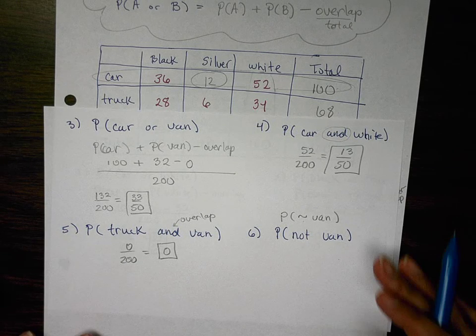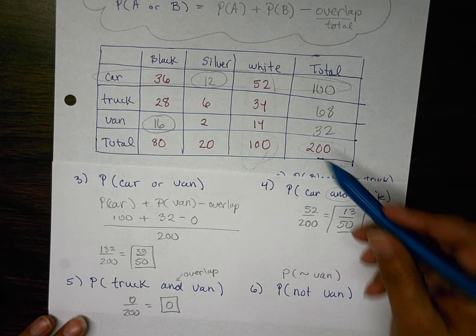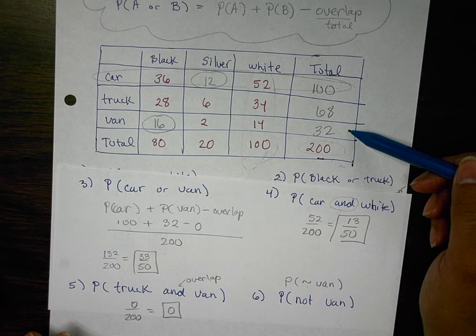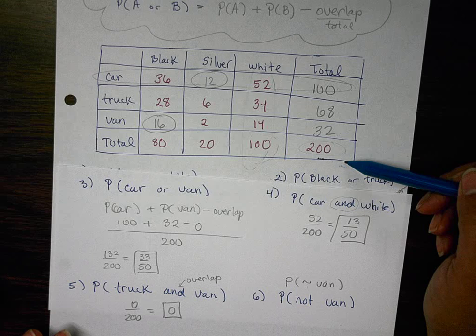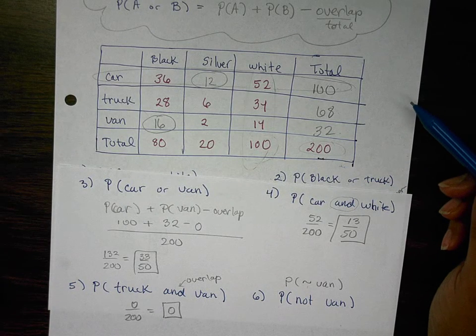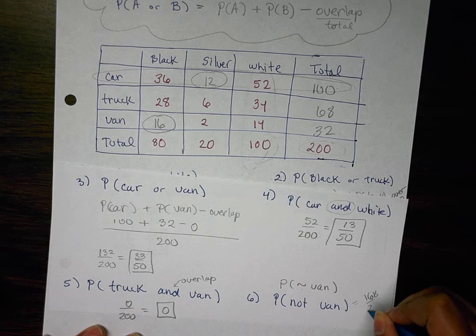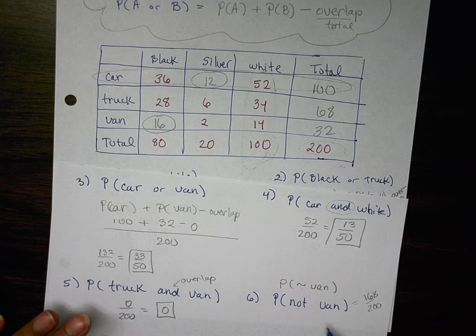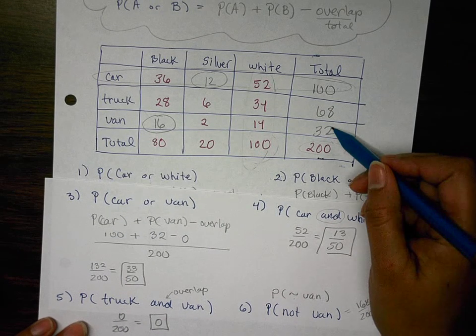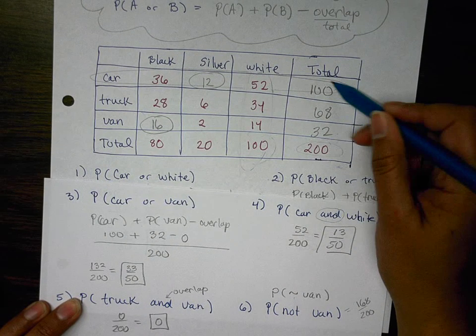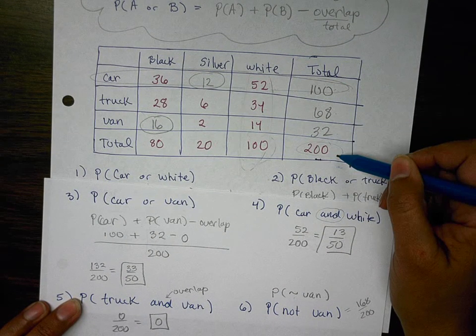How many vans do I have? 32. So how many not vans do I have? 168. So 168 out of 200. I'm going to show you the math formula. Does everyone agree it's going to be 168 out of 200? I'm going to repeat why. If there are 32 vans, how many non-van vehicles do we have? 168. 168 out of 200 are non-vans. Do you agree?